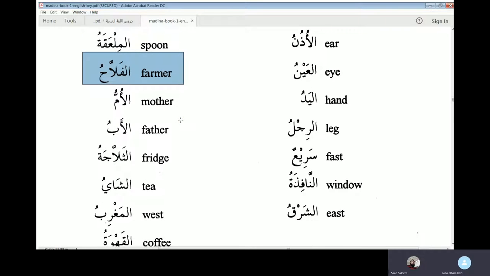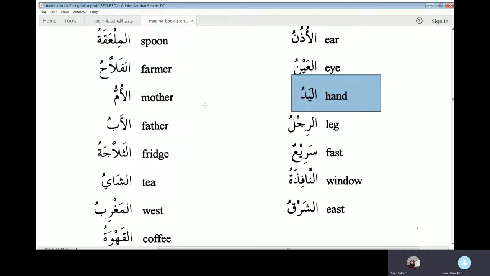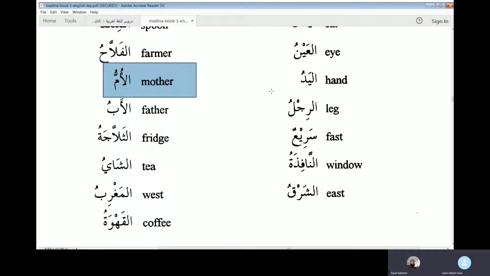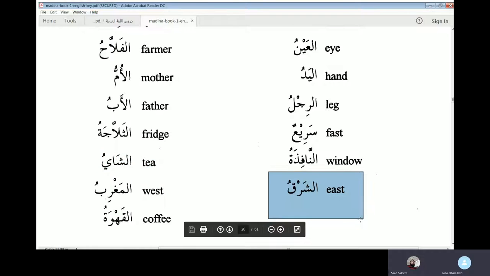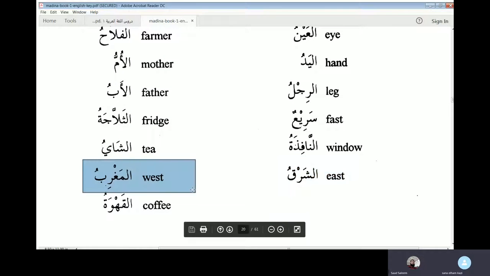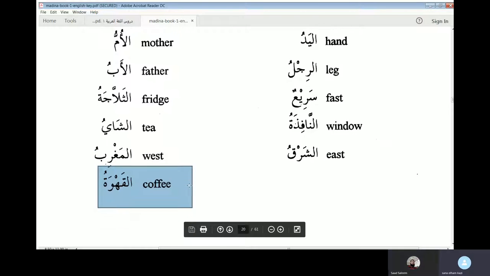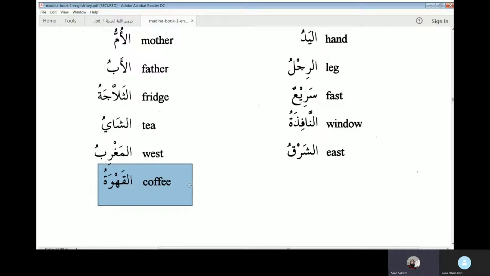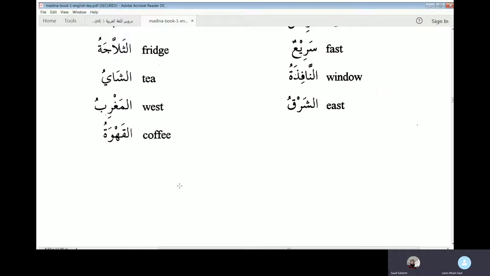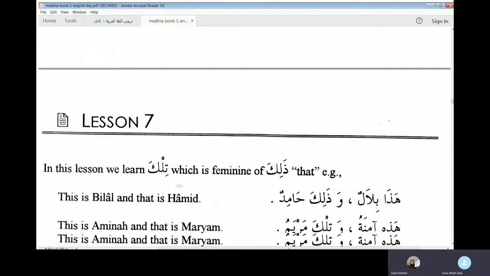Al-Fallahu, farmer. Al-Yadu, hand. Al-Ummu, mother. Ar-Rijlu, leg. Al-Abu, father. Sari'un, fast. Ash-Shallajatu, fridge. An-Nafidhatu, window. Ash-Shayu, tea. Ash-Sharqu, east. Al-Gharbu, west. Al-Qahwatu, coffee. What is the difference between rajulu and rijlu? Rijlu is leg and rajulu is man.